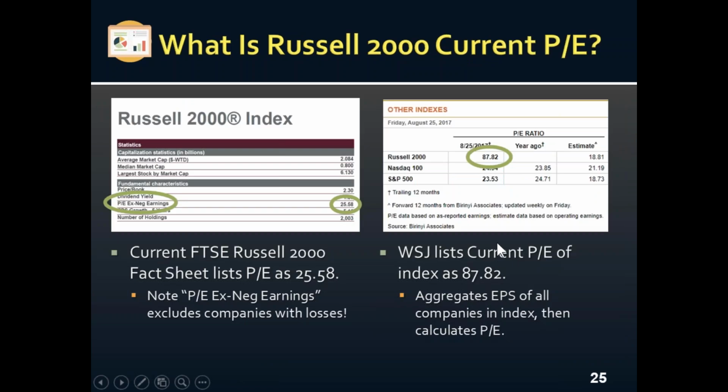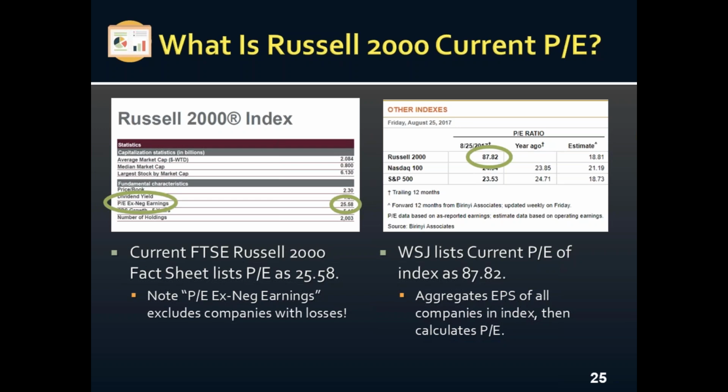So another way of looking at where we are right now in the small cap markets is to look at the PE ratio of the Russell 2000. The S&P 500 PE ratio is somewhere in the neighborhood of 25, 26 on a trailing earnings basis. But if you go to the FTSE Russell 2000 fact sheet on the Russell website, you'll see the PE of the Russell 2000 listed as 25.58. But if you'll notice, the label on the left says PE ex negative earnings. And so it's interesting the way that Russell calculates the PE ratio for its indexes is that they throw out all of the companies that don't have positive earnings.